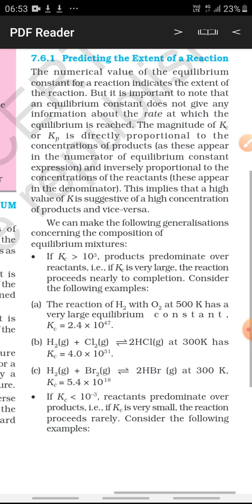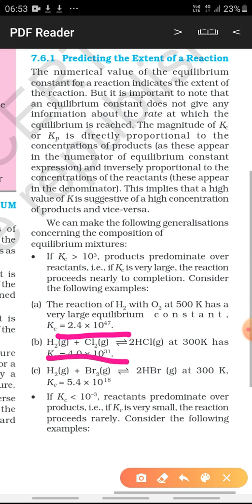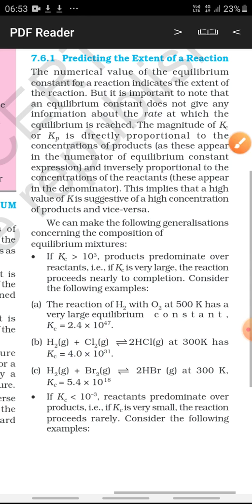Now, let us consider a chemical reaction in which hydrogen and chlorine react to produce hydrogen chloride. For this reaction, the value of Kc is 2.4 into 10 raised to power 47. Whereas for another reaction, it is 4.0 into 10 raised to power 31. If the reaction takes place between hydrogen and bromine, the value is 5.4 into 10 raised to power 18. That means we have higher values, so the reaction is useful. More quantity of product is being formed.